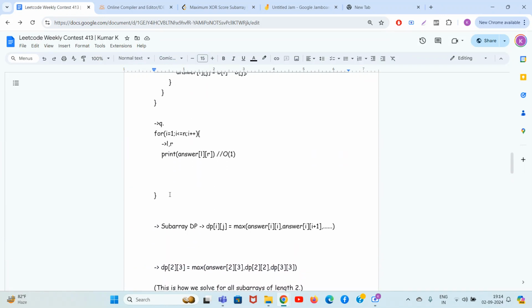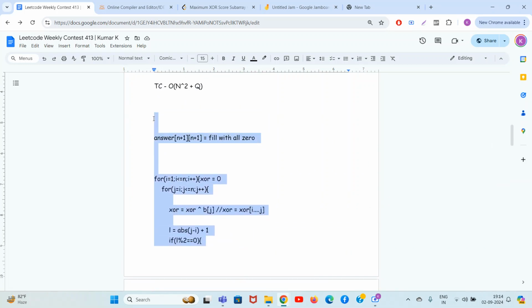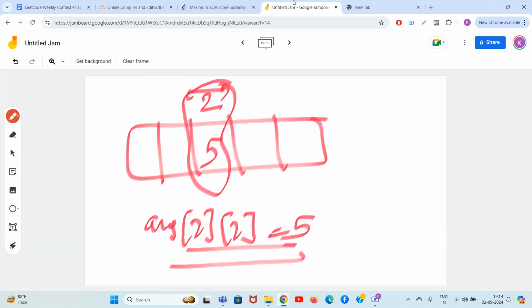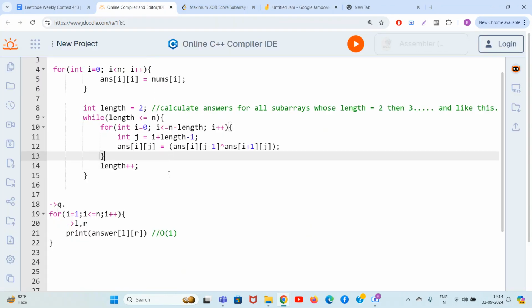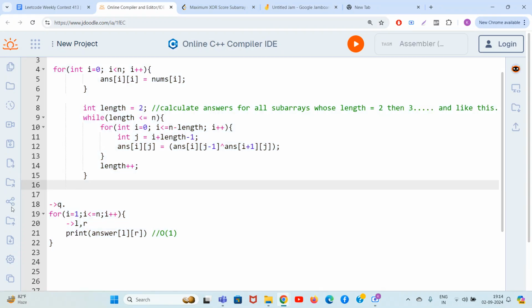Let me copy paste the correct code also here. Let me plug in the correct code.